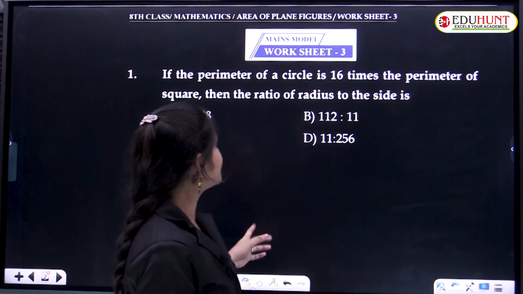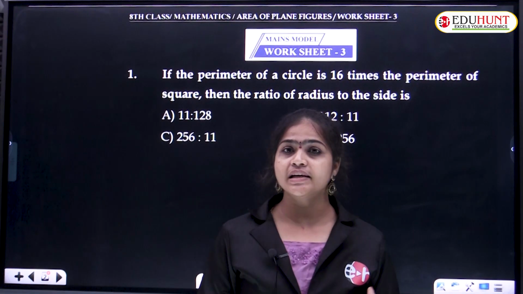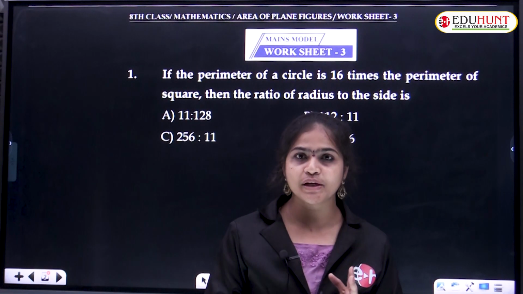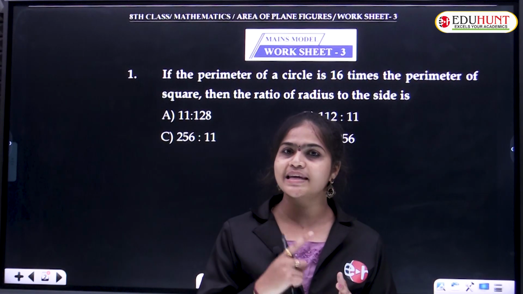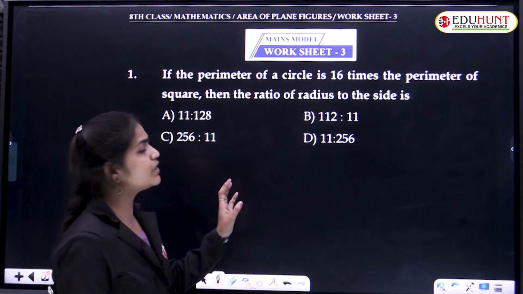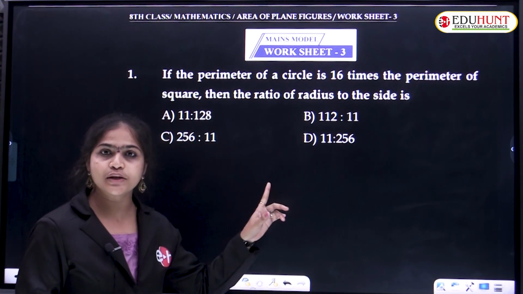Children, in the previous video we discussed concept 3, which is related to the circle: radius of a circle, area of a circle, diameter of a circle. In the same way we discussed the semicircle also. In this video we are going to discuss the worksheet 3 questions which are related to concept 3.